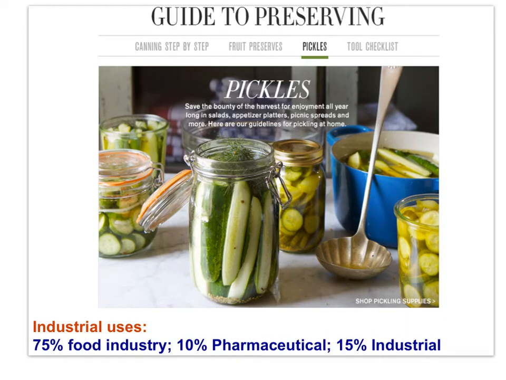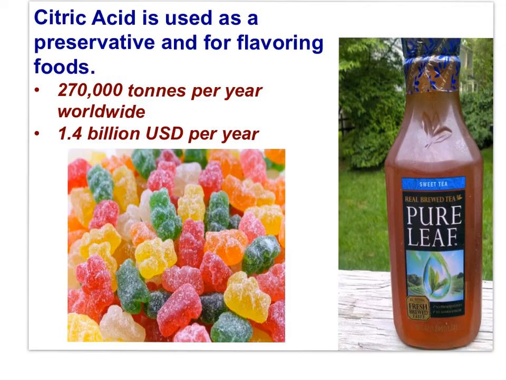Citric acid is industrially produced and has various uses. Citric acid is used to enhance the flavor of foods, and citric acid is used as a preservative, as it would be in the making of pickles. Citric acid is used as a preservative of foods and for flavoring foods. 270,000 tons are produced per year worldwide. It's a $1.4 billion a year business.